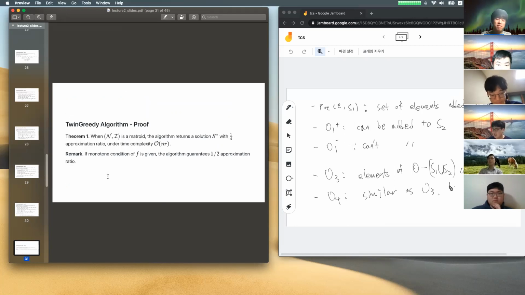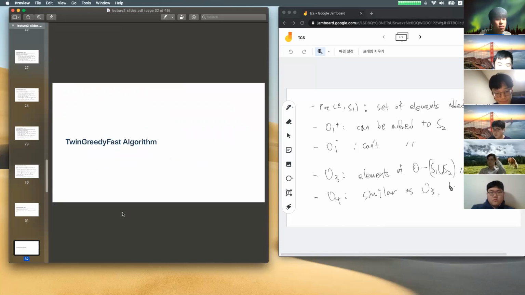Although there's another fun fact for this theorem: when f is a monotone, non-negative, and submodular function, the algorithm guarantees a 1/2 approximation ratio. And the second part is the twin greedy fast algorithm.